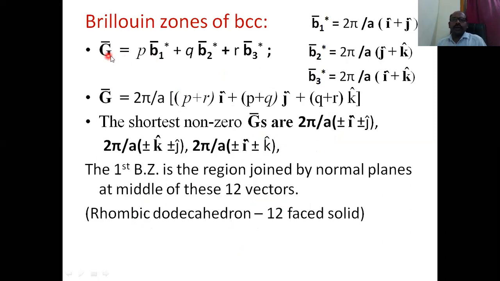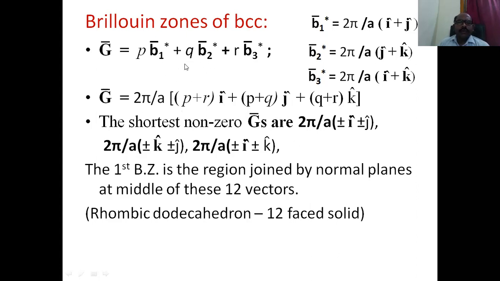The Brillouin zone of the BCC lattice. Here are the basis vectors of the reciprocal lattice of a BCC lattice. These are the basis vectors we studied in the last lecture. I will provide you the link in the description. It is the translation vector, the addition of these 3 vectors with integer multipliers.